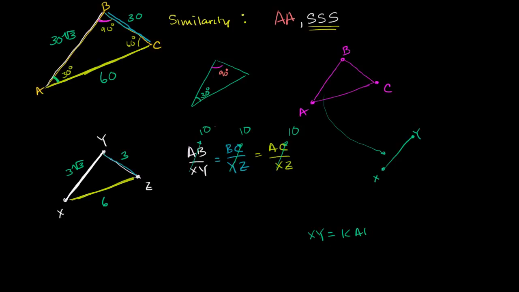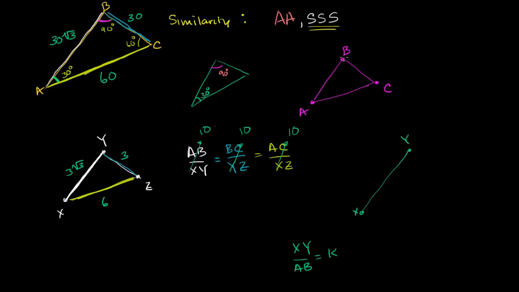Actually, let me make XY bigger. That constant could be less than 1, in which case it would be a smaller value. But let me just do it that way. So let me just make XY look a little bit bigger. So let's say that this is X and that is Y. So let's say that we know that XY over AB is equal to some constant. Or if you multiplied both sides by AB, you would get XY is some scaled up version of AB.